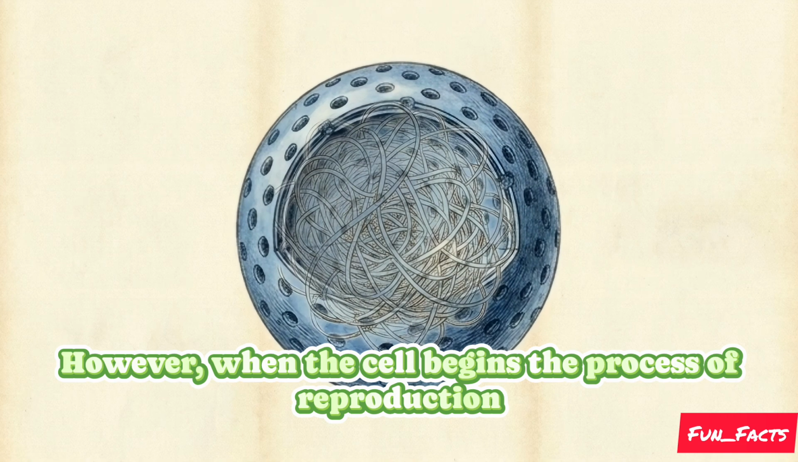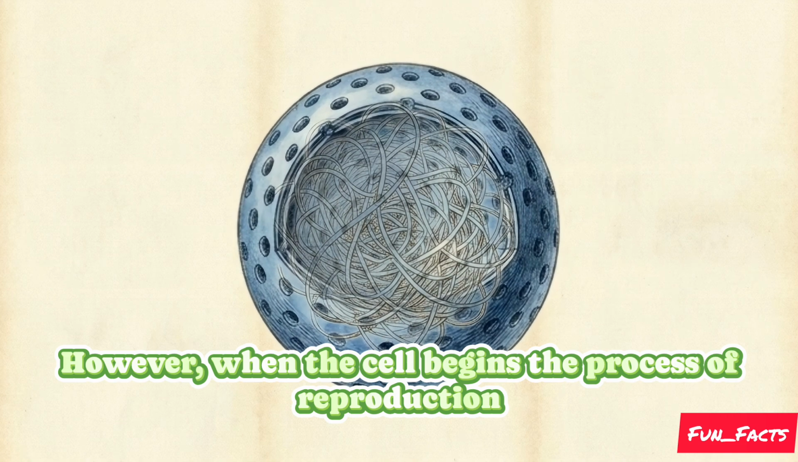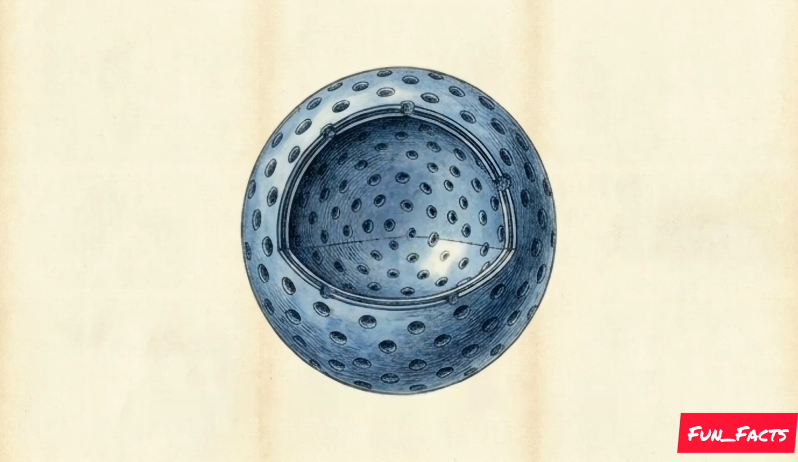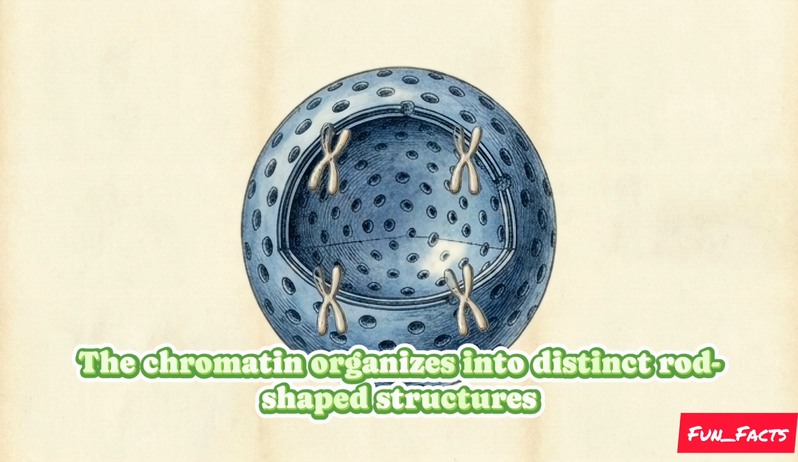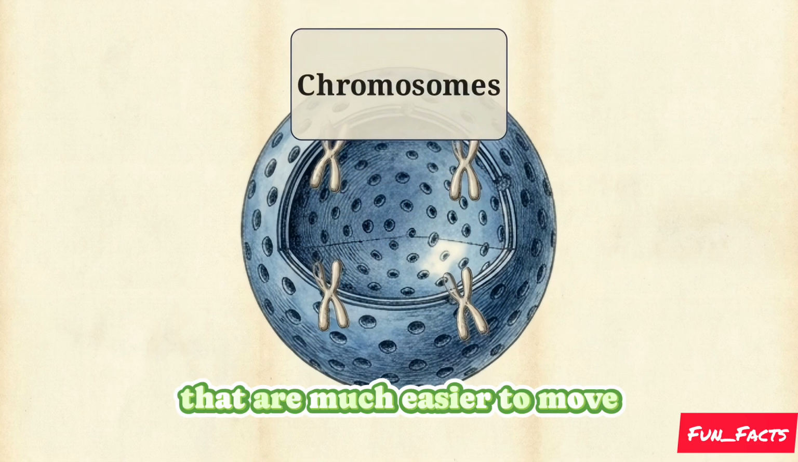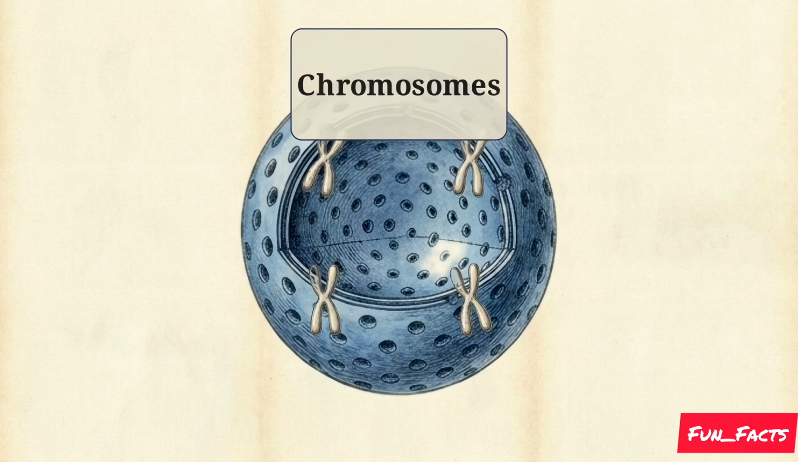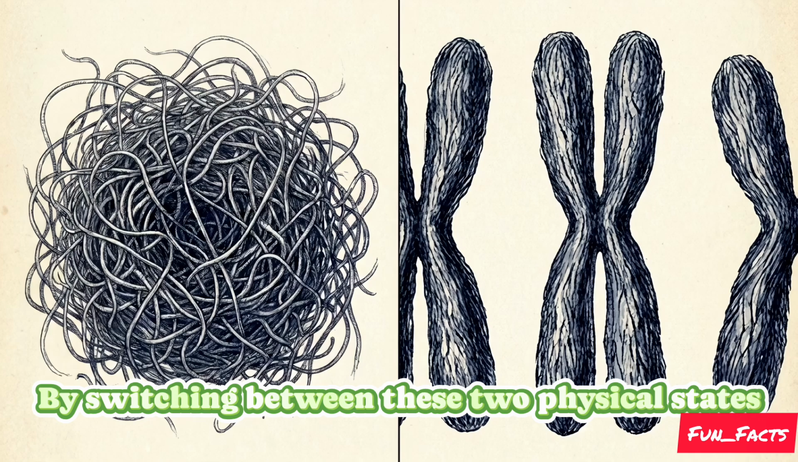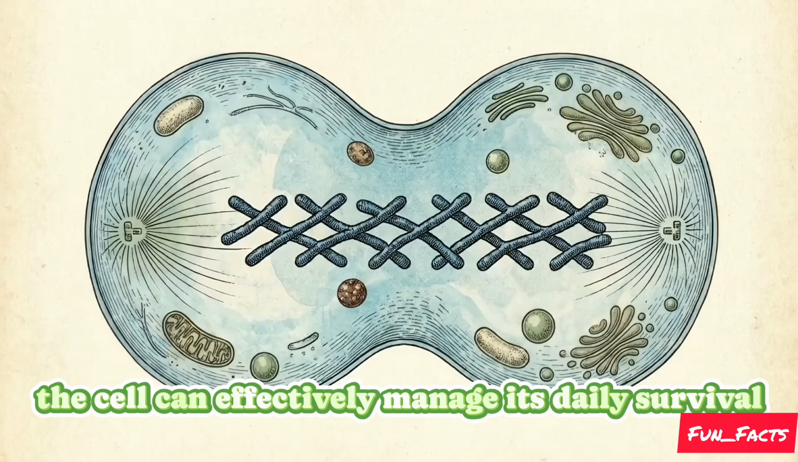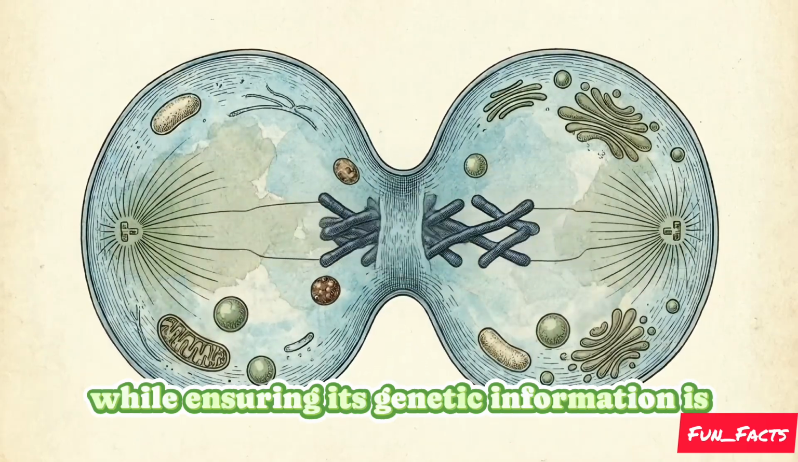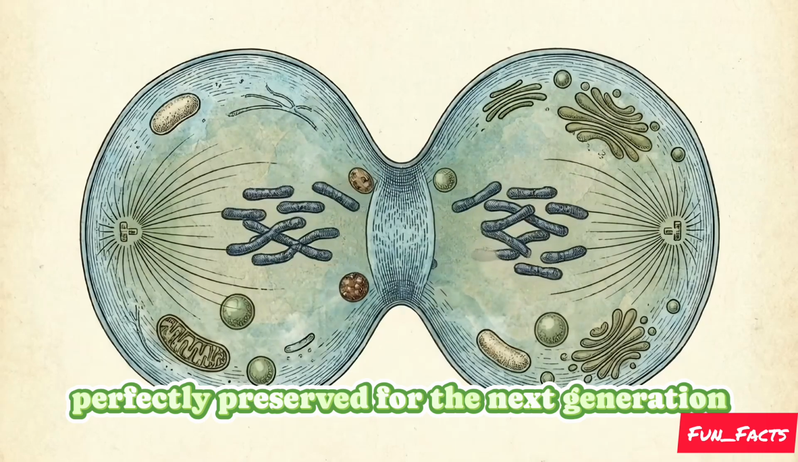However, when the cell begins the process of reproduction and prepares to divide, this loose arrangement changes. The chromatin organizes into distinct, rod-shaped structures that are much easier to move and copy without error. We call these organized rods chromosomes. By switching between these two physical states, the cell can effectively manage its daily survival while ensuring its genetic information is perfectly preserved for the next generation.